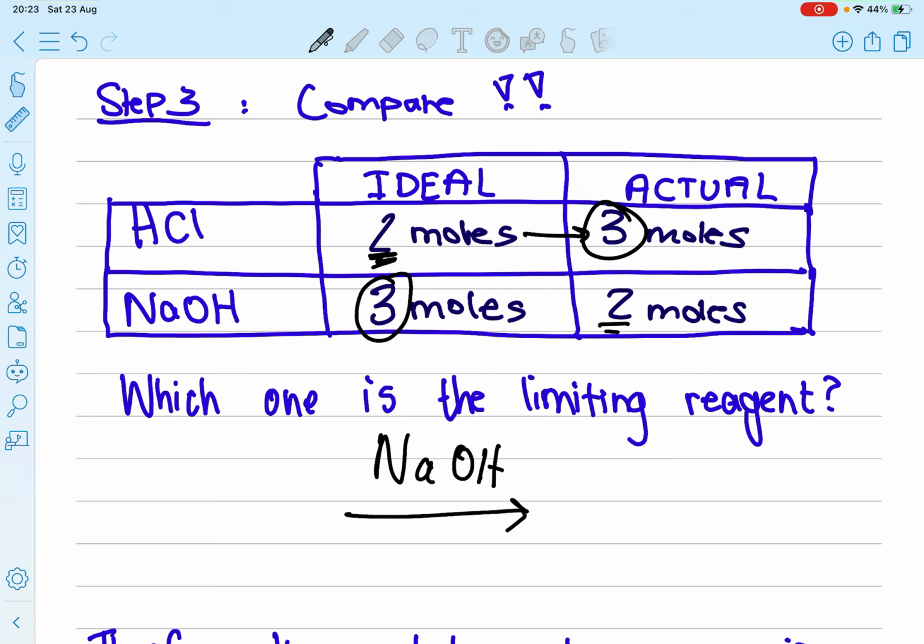Limiting reagent, we want a complete neutralization. We want 3 moles and 3 moles, 2 moles and 2 moles. But in a situation that is not ideal, such as this one, our sodium hydroxide is not enough. We would like 3 moles of sodium hydroxide to react with the 3 moles of hydrochloric acid, but we don't have enough. So our limiting reagent, that sodium hydroxide, is going to limit our reaction from continuing, as I had shown you guys in the picture.